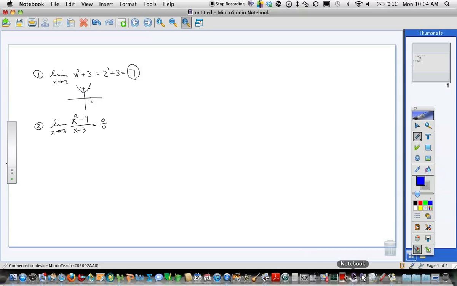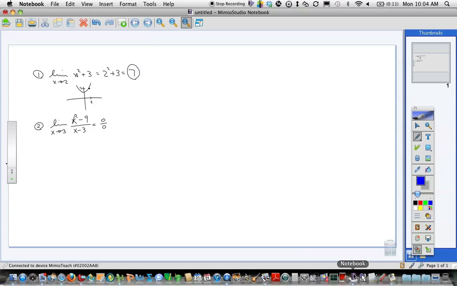Functions are undefined. Expressions, mathematical expressions, can be undefined. Limits either exist or do not exist. So don't say that a limit is undefined. A limit exists or does not exist. An expression is defined or undefined. This is undefined, but the limit may still exist.